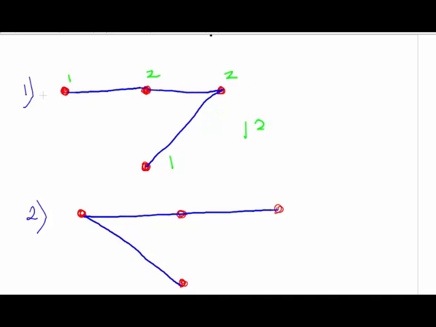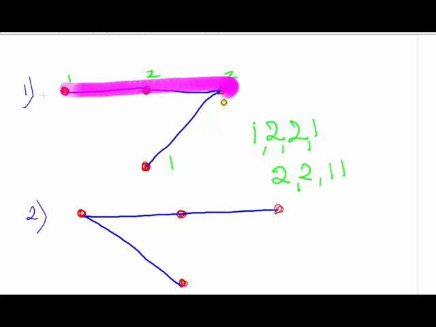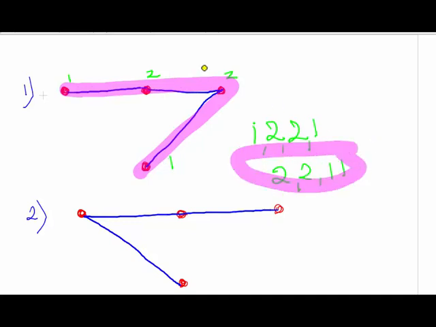In each case what we have is a degree sequence of 1, 2, 2, 1. Or even better, 2, 2, 1, 1, if you are reading it in sequential order from some start to some finish, or unordered, 2, 2, 1, 1.